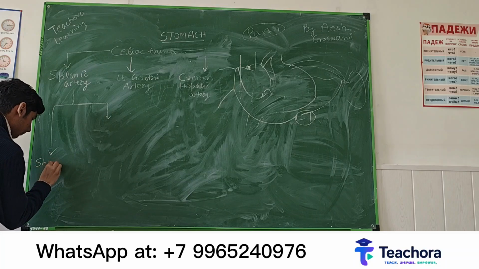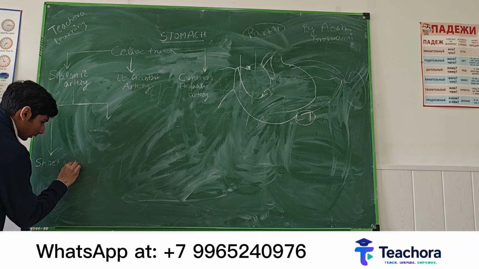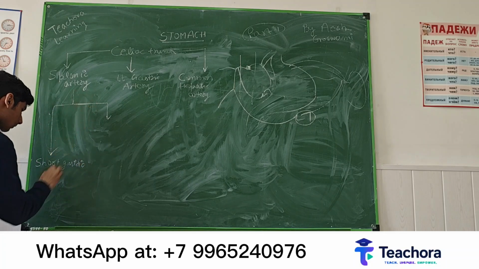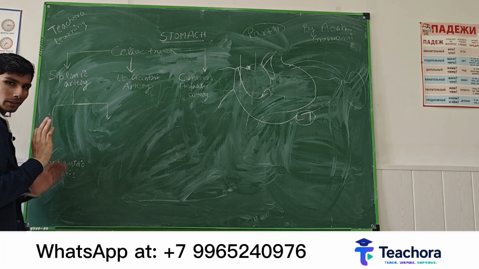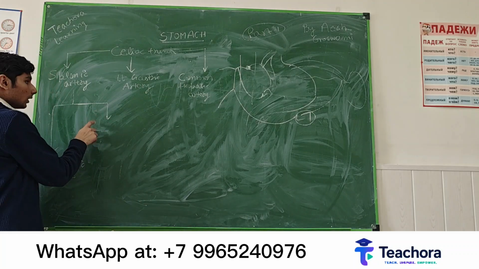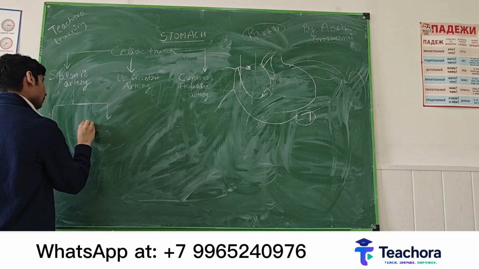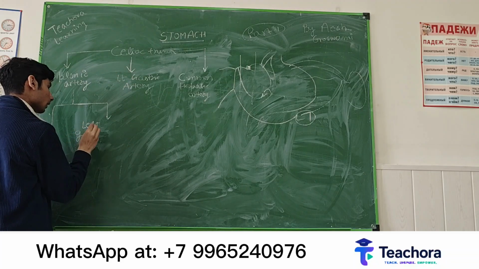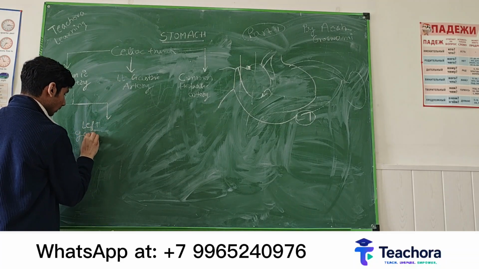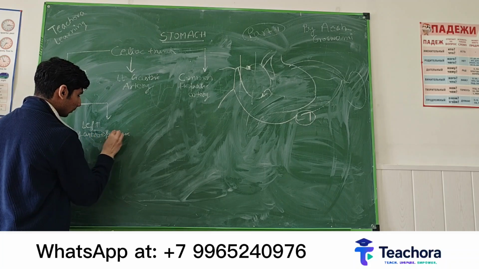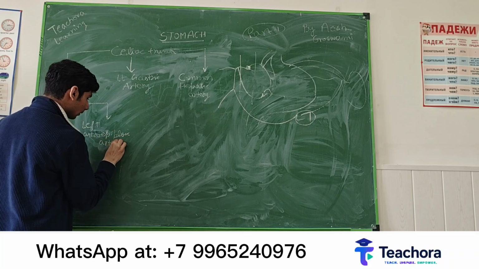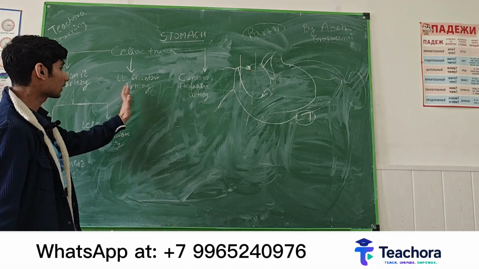The short gastric artery, which supplies the fundus of the stomach. Short gastric arteries, it's not 1, it will be like 2 or 4. And the other branch is the left gastroepiploic artery, which supplies more than half of the greater curvature.